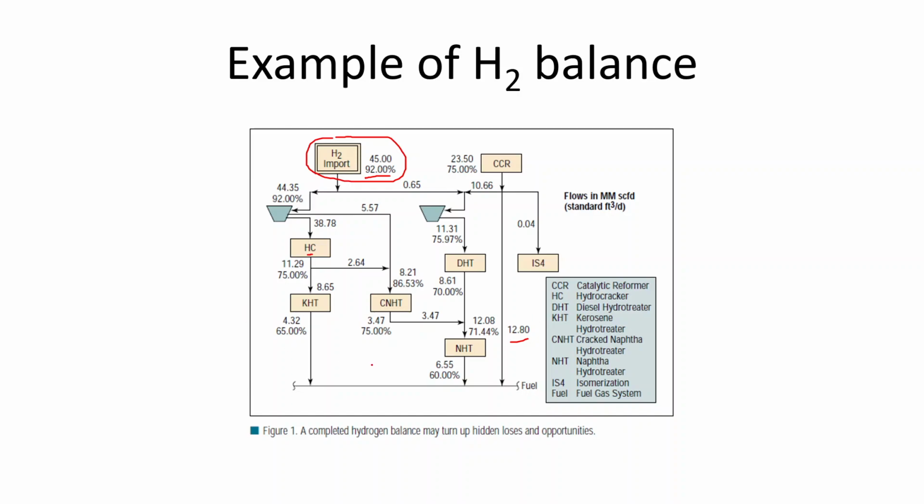The only unit in this case that doesn't have a source stream is the isomerization unit, because the hydrogen is purely consumed. There's no purge whatsoever, so there's no source. Using the same insights, you know for sure that the demand stream for the hydrocracking unit, for example, is not 38.78 and not 92% hydrogen. So it is something else. We can only tell if we know the purge stream.